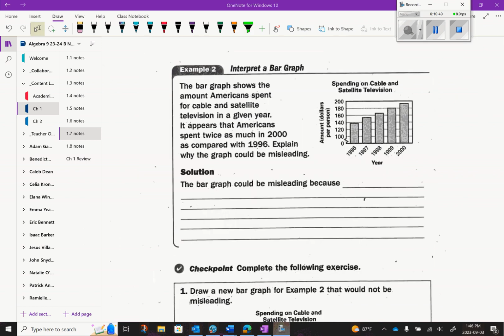If you scroll down to example number 2, here's the bar graph showing the amount Americans spent for cable and satellite television in a given year. So just that row that we basically ignored in the first one. It appears that Americans spent twice as much in 2000 as compared to 1996. Well, where are they getting that idea? So if I take a line here from 1996, oh, let's see if we can do it this way. See if it shows up. It actually cooperates.